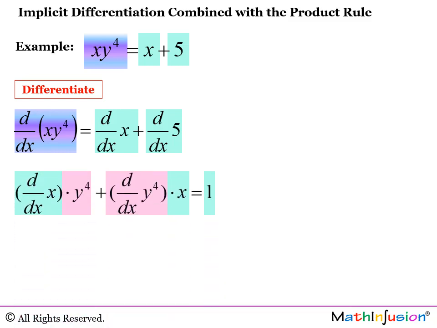We differentiate the first, so we get d/dx of x times the second, which is y to the power of 4. Plus, we differentiate the second, so it's d/dx of y to the 4 times the first, which is x, equals, on the other side of the equation, d/dx of x, which is 1, and d/dx of 5, which is 0. After we apply the product rule, we get a separation between the y's and the x.